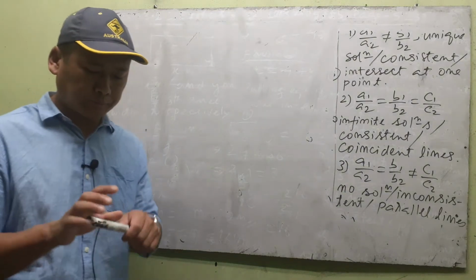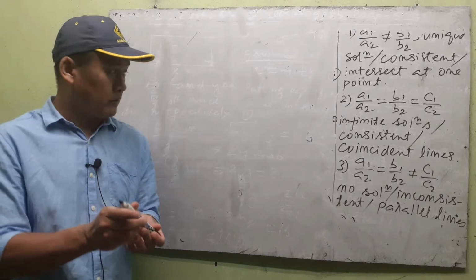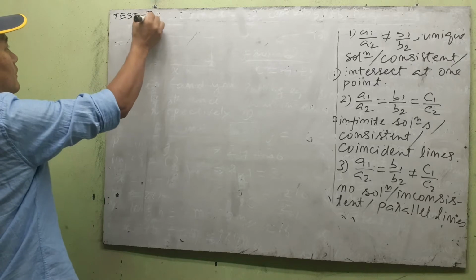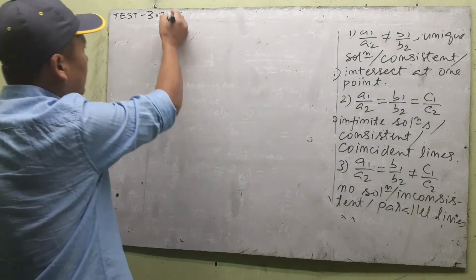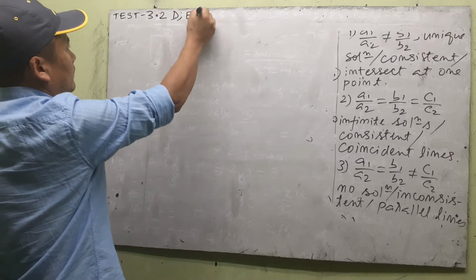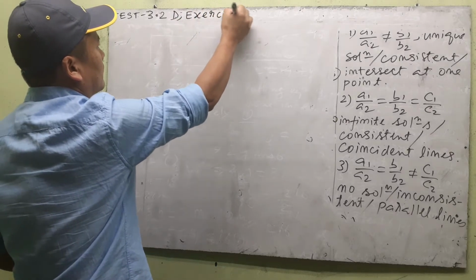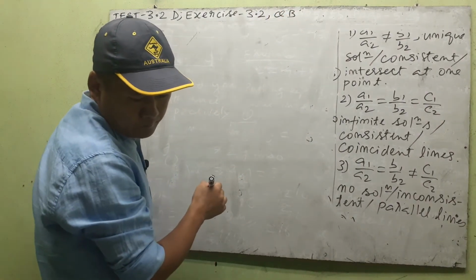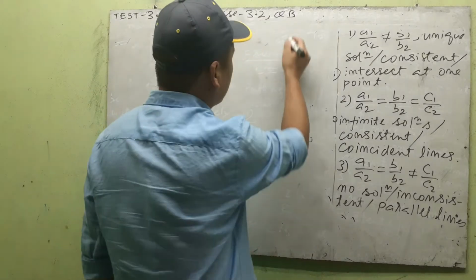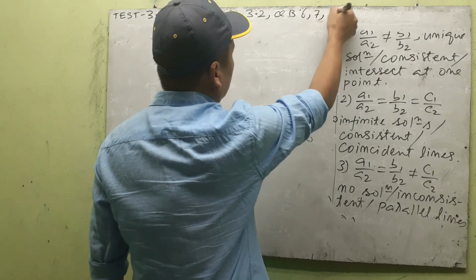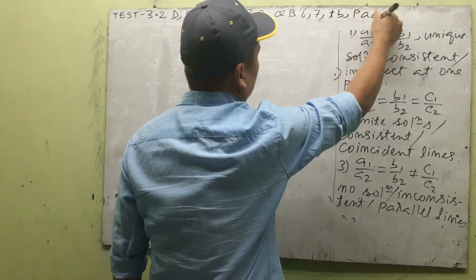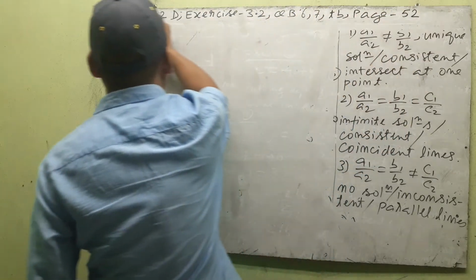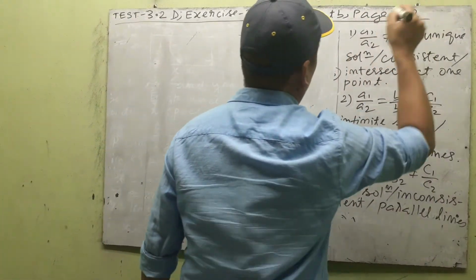So the next test here, let's write it down here. The test 3.2D, okay, and this is under exercise 3.2, question B, 6 and 7, textbook page 52.